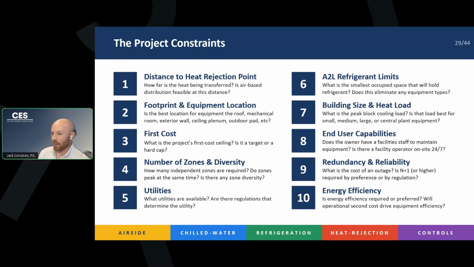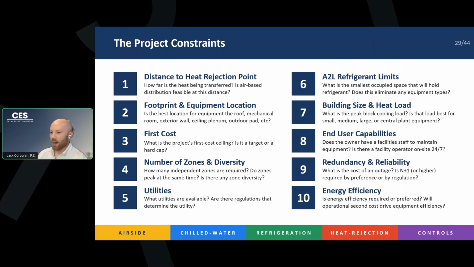Footprint and equipment location. If there are mechanical rooms, the architect might tell you you have this tiny little mechanical room to work with, or they might say you have an entire floor on the 10th floor, but you don't have any mechanical rooms throughout the space. That's going to limit which piece of equipment you can use. And it might even just tell you that you got to go with a central air handler that ducts down or something like that.